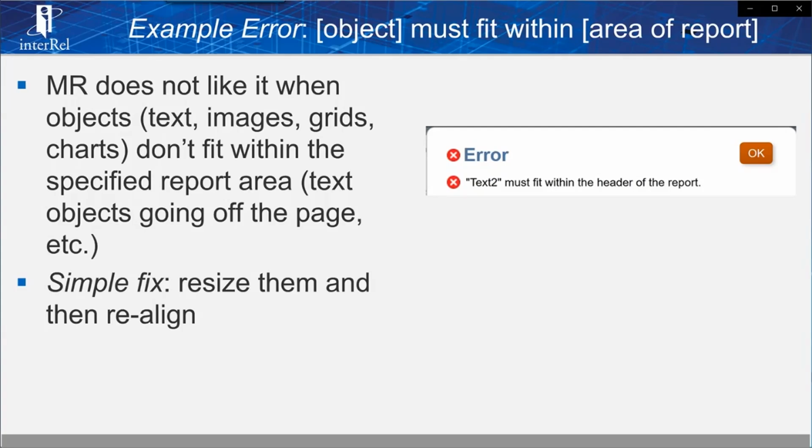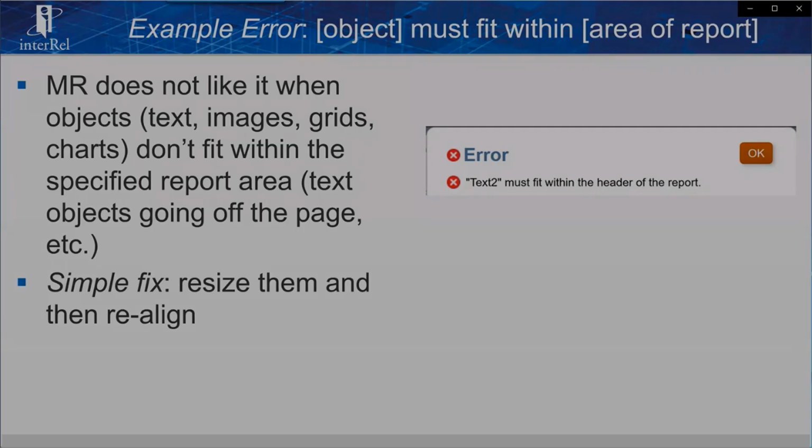So you can see this error message. It's pretty self-explanatory. So again, try to understand what it's telling you. And then the simple fix to an error message like this is really just to resize your text box. You can grab the corner of it and resize it and make sure that it fits within your report, and then you can even align it. So you can center it vertically or horizontally and things like that.